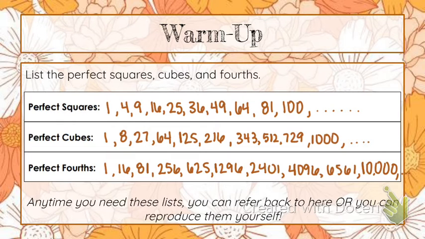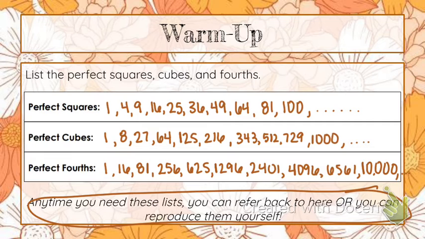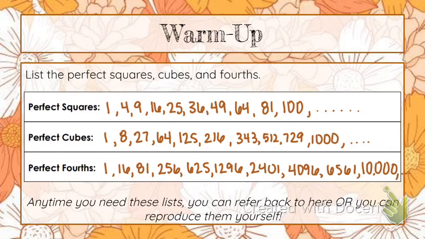Okay, so anytime that you need these lists, you can look back at your notes here, or you can always just reproduce this list on your own. So if you're taking the ACT or you're taking a test from me, the first thing I would do if it has radicals on it is list out my perfect radicals, because making this list doesn't take much time at all.